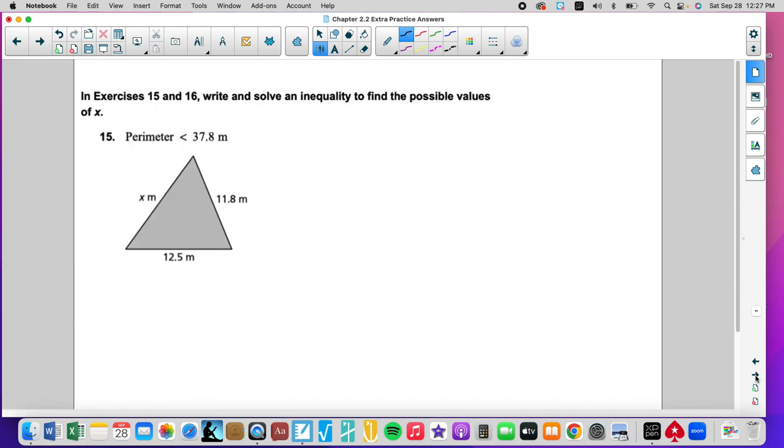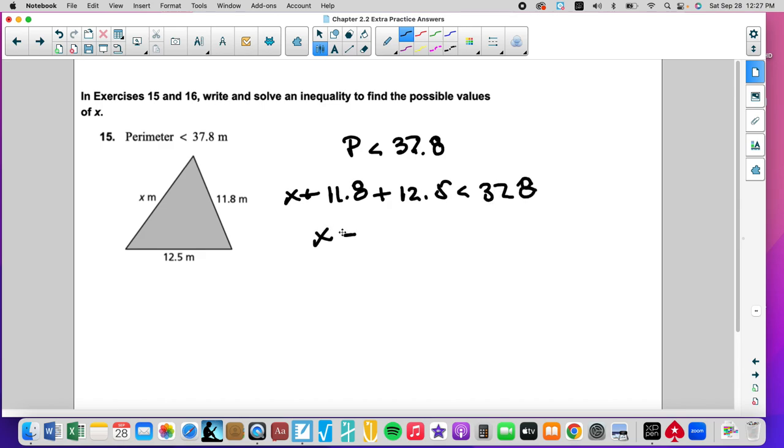In exercise 15 and 16, write and solve an inequality to find the possible values of x. So the perimeter is less than 37.8. So perimeter is going to be the sum of the distances. So when we see P is less than 37.8, well, perimeter is going to be x plus 11.8 plus 12.5 must be less than 37.8. So we'll add those together. That's 13. That's 24.3 is less than 37.8.